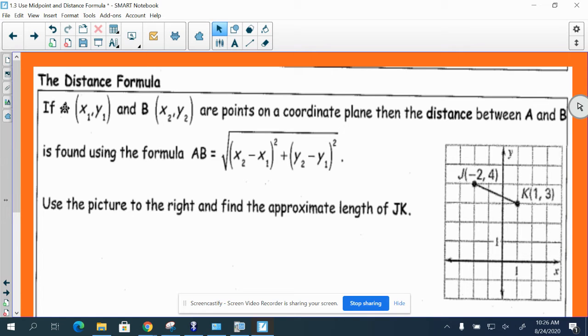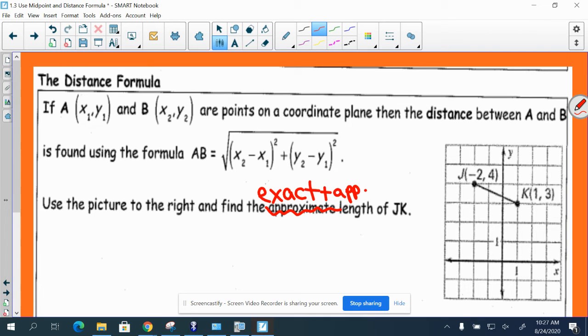So it says if A is (x1, y1) and B is (x2, y2) are the points on a coordinate plane, then the distance between A and B is found using the formula. Okay, you already wrote that down. So let's use this picture here as an example. Find the approximate length. We're actually going to do some practice on finding the exact length. Let's do exact and approximate length of JK.